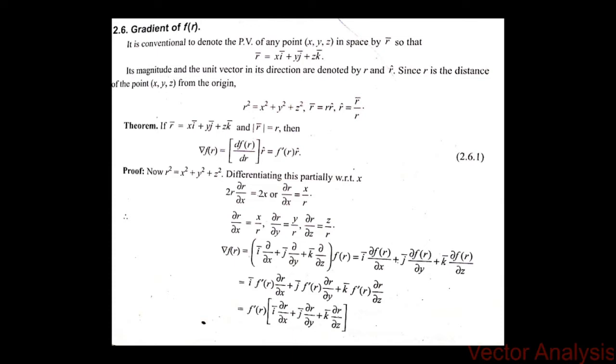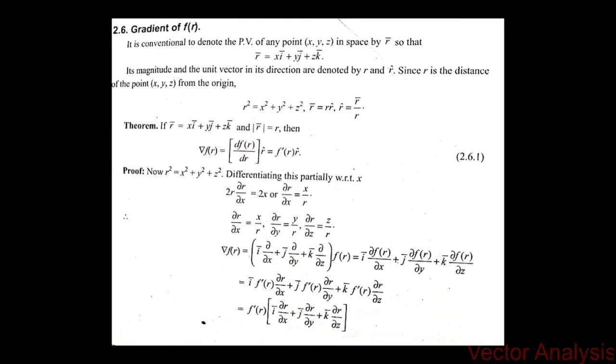Before going to the proof, we need to know some basic results. R is a position vector xi plus yj plus zk. Then the magnitude and the unit vector are denoted by R and R cap, and R is the distance of the point xyz from the origin. R square is equal to x square plus y square plus z square, and R vector is equal to R into R cap. From that relation, R cap is equal to R vector by R. Now the proof of the theorem.